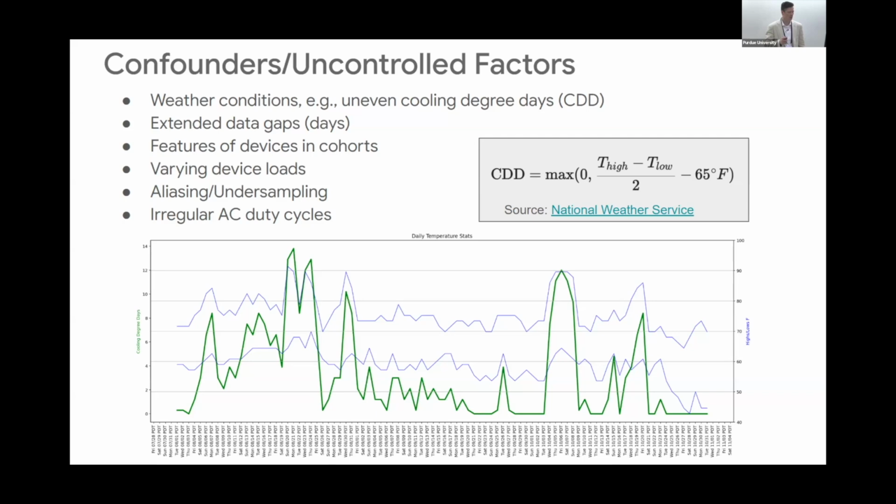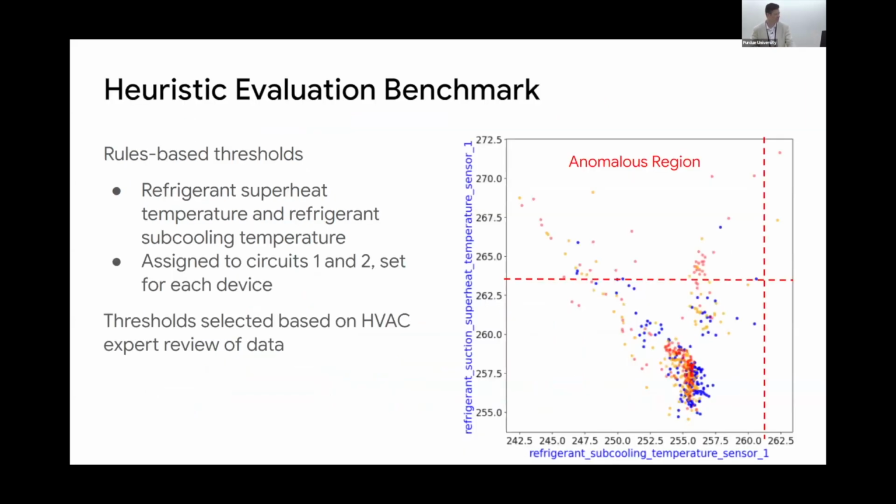And then we had a lot of aliasing and undersampling. We were collecting samples at 5-minute intervals. And so that opened the door for a lot of high frequency signals, like the compressor amperage, being aliased. And then we had irregular AC duty cycles. People would turn things on, turn things off, and sometimes weekends were busy, sometimes they weren't. So it was a challenge there for us.